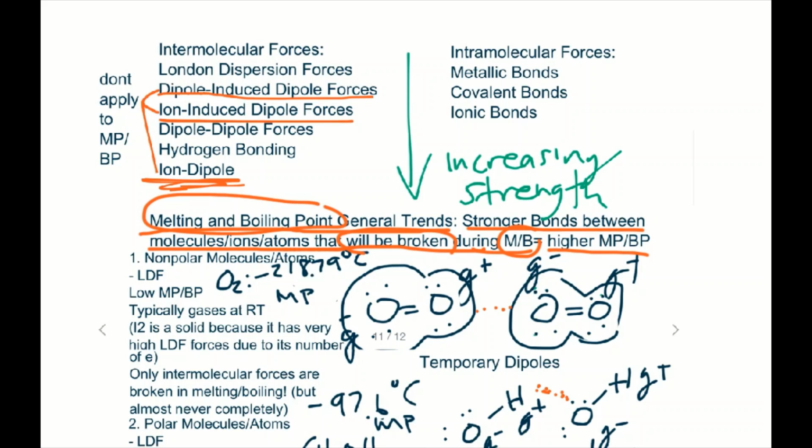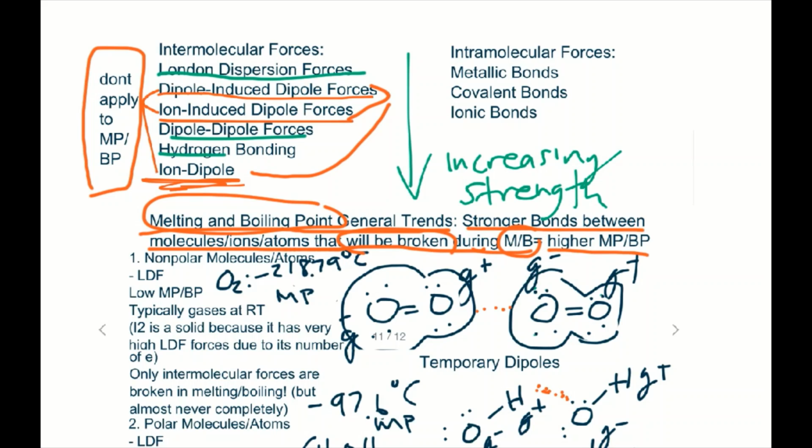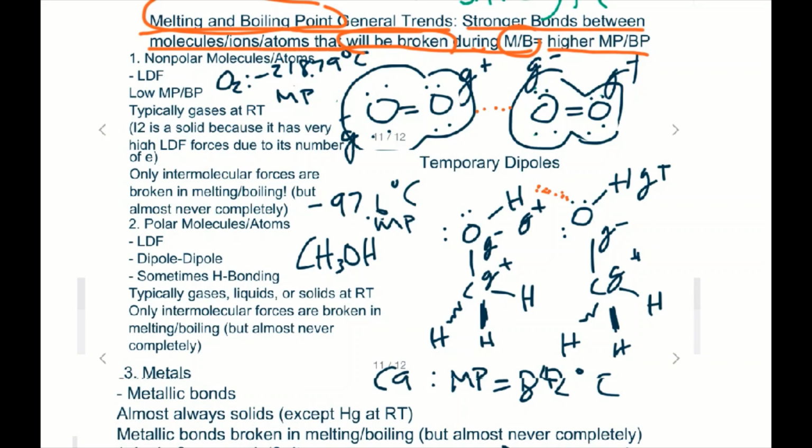The forces that don't apply to melting and boiling include dipole-induced, ion-induced, and ion-dipole forces. The ones we will be focusing on are LDF, dipole-dipole, hydrogen bonding, metallic, covalent, and ionic. So keep a lookout for those types of bonds as we go down this list. This list ranks the types of compounds from the lowest melting/boiling point to the highest melting/boiling point, since these two are really closely related.